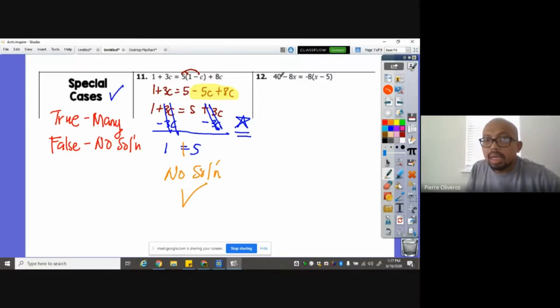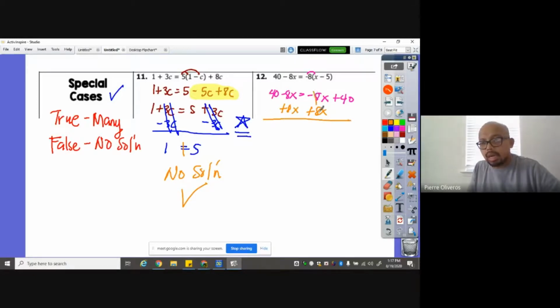Next, number 12. So 40 minus 8x, they are not like terms. But here I have negative 8, which can be distributed there, negative 8x. And negative 8 times negative 5 is positive 40. I can combine the like terms here by adding 8x here and adding 8x there. Cross it out. Negative 8x plus 8x will be canceled because that will be 0 again.